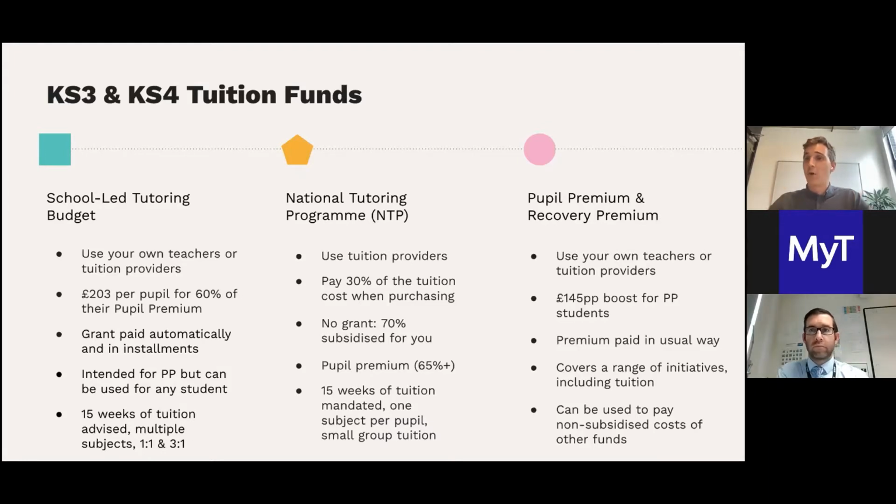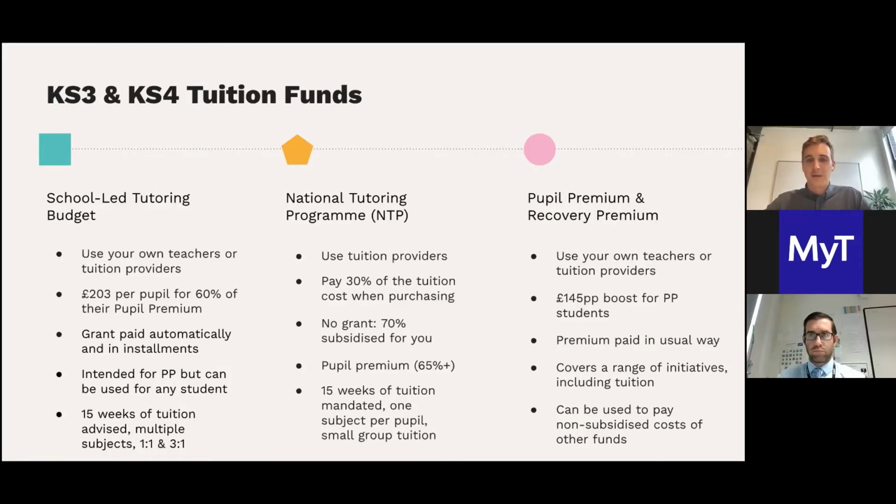Now, this might be one that you're more familiar with. It was in existence last year. There are a couple of distinctions this year, but the National Tutoring Programme is designed around using external tuition providers, which I think is one of the reasons why the School-Led Tutoring budget also came in as a complement. So what that's targeting is the other 40% of the pupil premium students at school. Rather than a grant that's paid directly to you, what happens is you pay 30% of the tuition cost when you're buying a program. So rather than having a pot of money and choosing to use that towards tuition, you get the 70% discount applied when you purchase tuition.